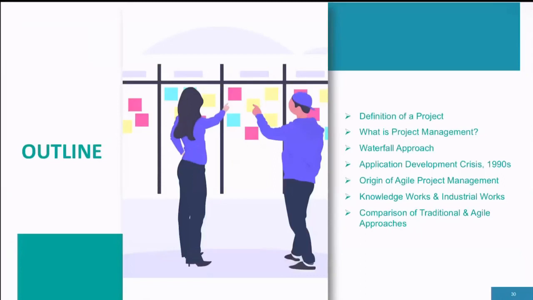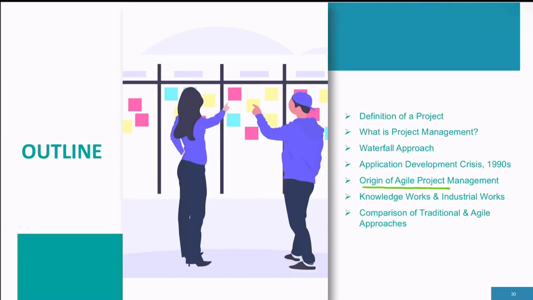The outline of this session is, we will start with the definition of a project, and then we will cover what is project management. And then we will see what is a traditional approach, which is the waterfall approach. Afterwards, we'll see what was the crisis in 1990, which brought into existence another project management approach, which is called the Agile project management approach.